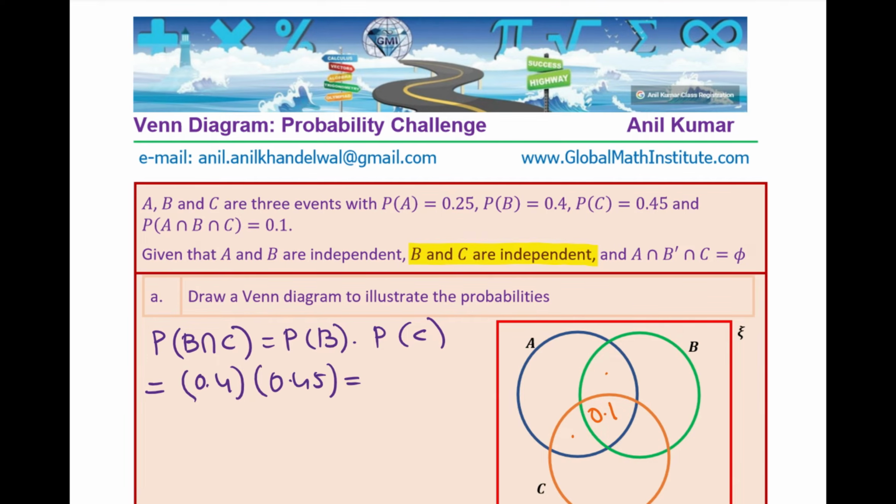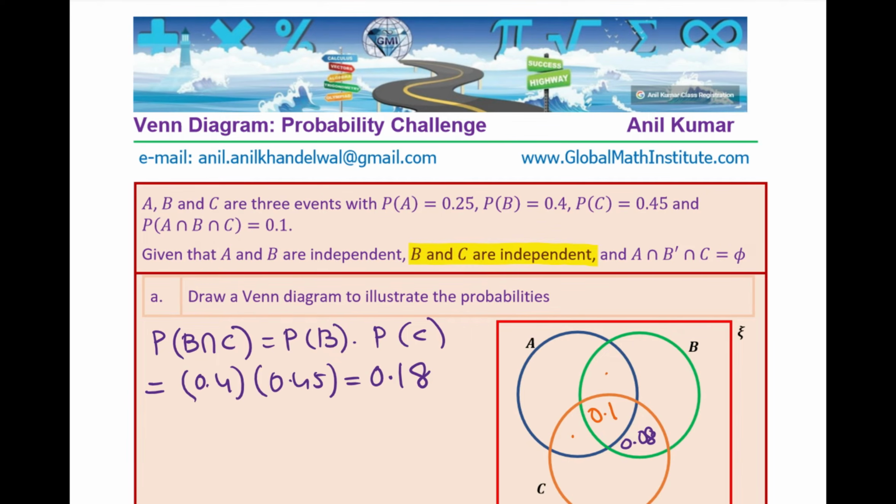0.4 times 0.45 gives us 0.18. So the combined probability of B and C, the intersection, is 0.18. Since 0.1 is already there, then what comes here? Well, at this place, it is 0.18 minus 0.1, correct? So that gives us 0.08. Is that clear to us? So this portion is 0.08. Combining the two, we get 0.18. Is that clear to you? Perfect. So we got this probability.